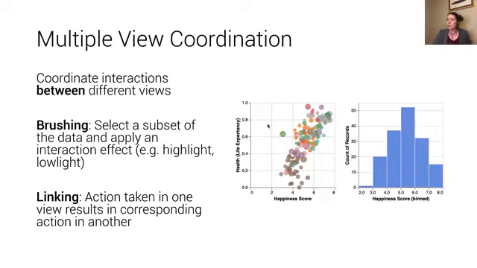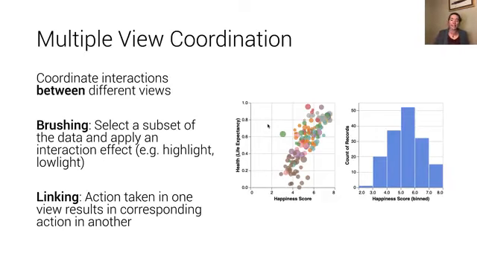Two common methods for doing this are what are called brushing and linking. When I'm brushing, I'm selecting a subset of data and applying an interaction effect to other data in that data set. Think of this as selecting a set of points in my scatter plot and highlighting or lowlighting those corresponding bins in my histogram.